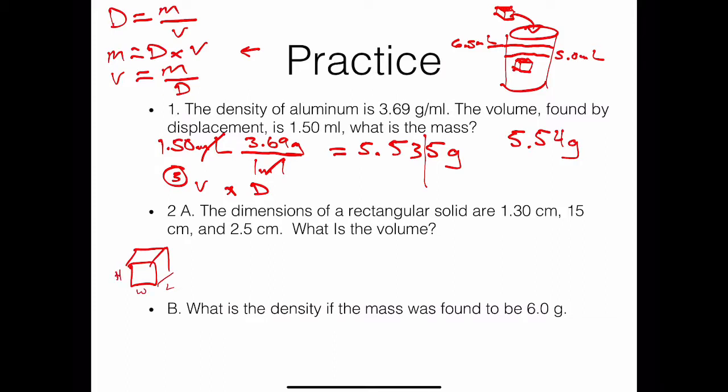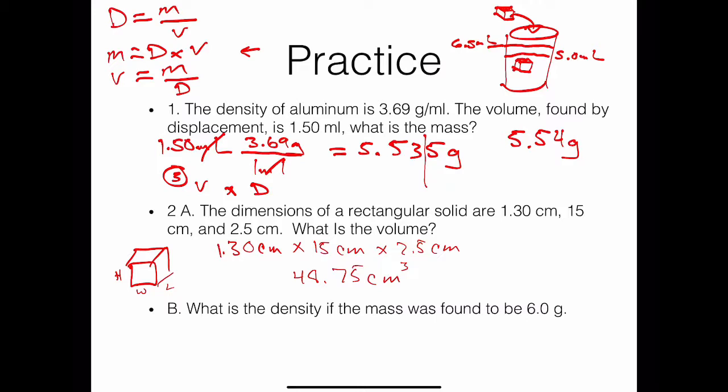So we have three-dimensional space. Remember, that's what volume measures. We've got three dimensions: 1.30 centimeters times 15 centimeters times 2.5 centimeters. If we're calculating volume, the answer is going to be given in cubic centimeters, or centimeters to the power 3, and we're multiplying 1.30 times 15 times 2.5. And we get for our answer 48.75 cubic centimeters.